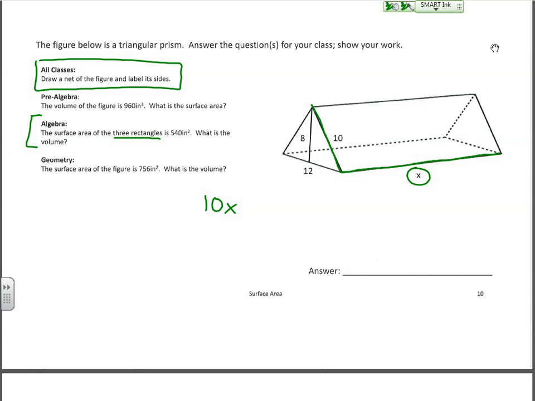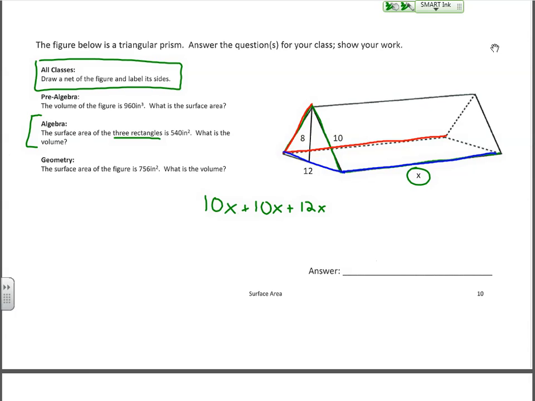And then the rectangle on the back side here, let me do that in a different color. This rectangle here also has dimensions of 10 and x. So its area is represented by 10 times x. And then the last rectangle, the one on the bottom there, I'm going to overlap my greens here. That has dimensions of 12 and x. So its area would be found by multiplying 12 and x together.